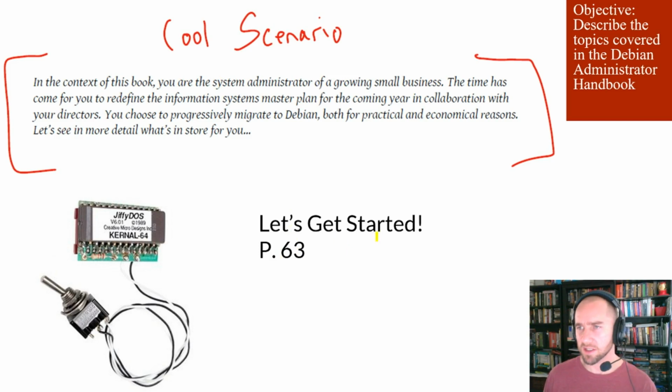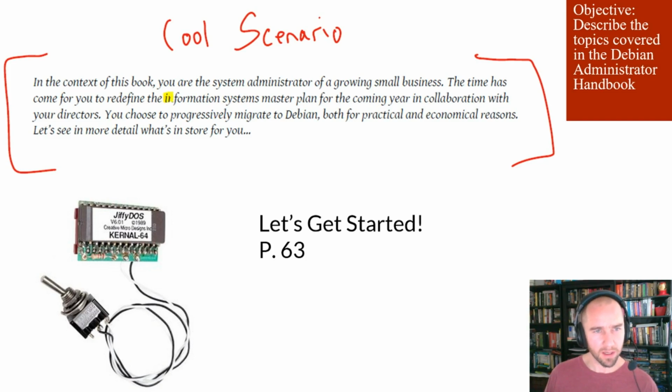And so by the time you get to page 63 in this handbook, they drop a pretty cool scenario on you. So that's a great way to learn, I think, is to imagine you are in the shoes of somebody who's actually using this Debian operating system. It reads, in the context of this book, you are the system administrator of a growing small business. The time has come for you to redefine the information systems.